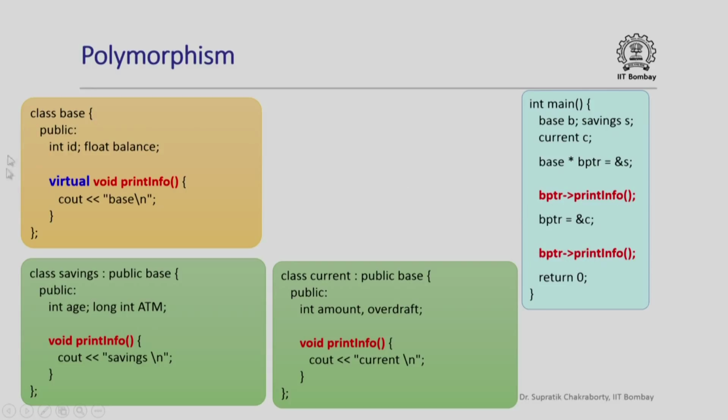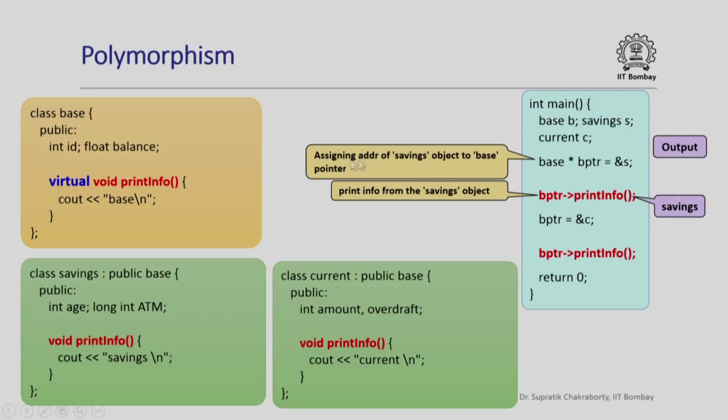So the specification virtual in the class definition instructs the compiler that when it is compiling this program, it should not compile these two statements directly to calls to the printinfo member function of the base class. Instead, at runtime, it should determine what BPTR is pointing to and accordingly call the printinfo member function of the appropriate class, which could be the base class or the derived class.